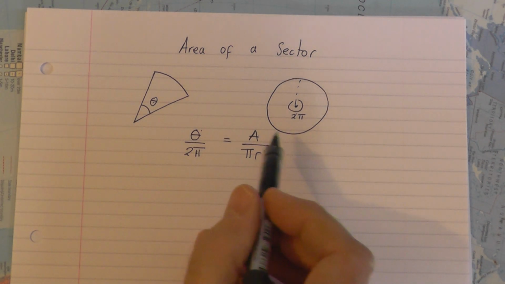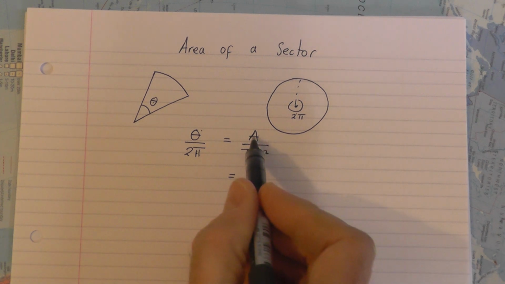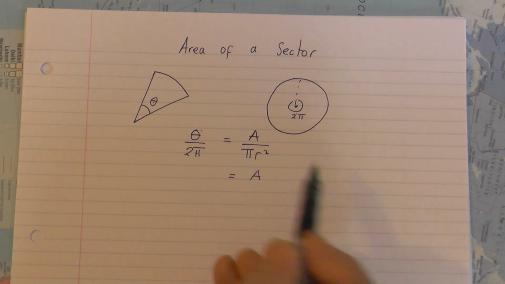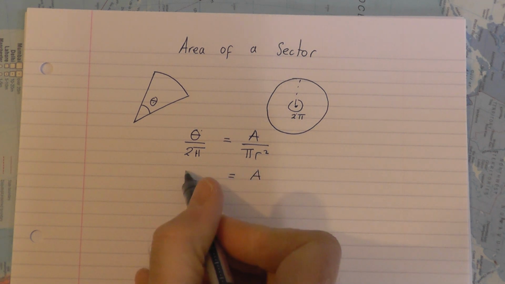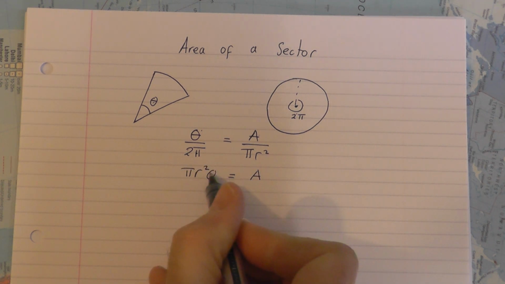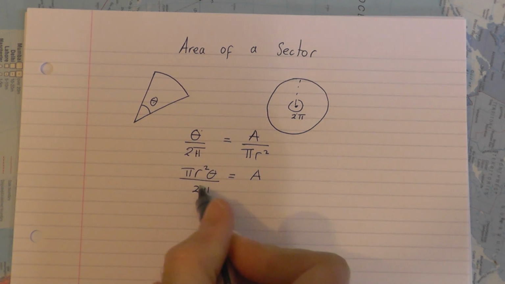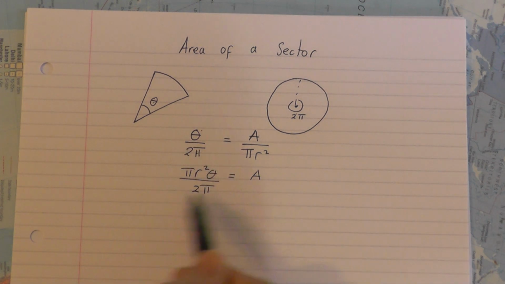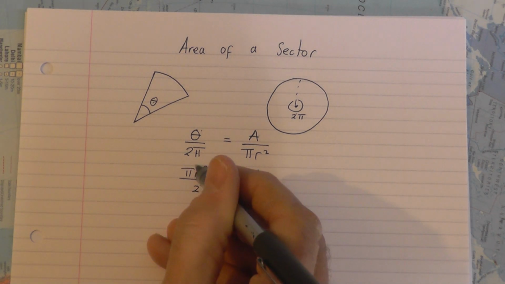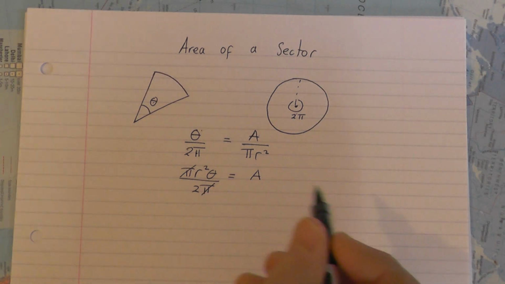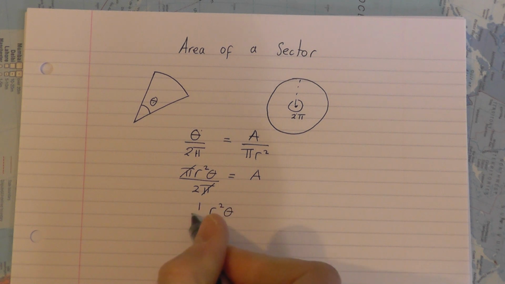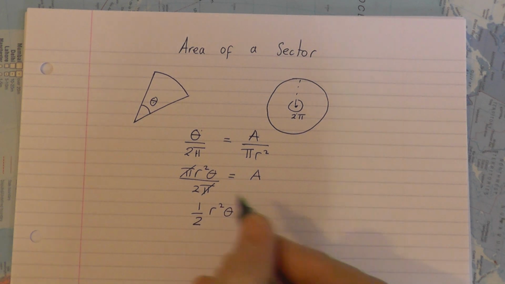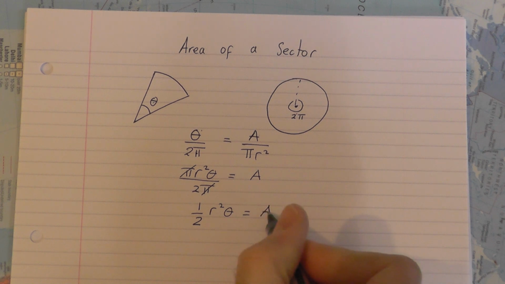So what does this mean? It means that with a bit of algebra manipulation, if I take the right hand side and multiply both sides by pi r squared, you just get A on the right, and you get pi r squared theta on the top over 2 pi on the bottom on the left hand side. This is a fraction. Fractions can cancel. You can get the pi's cancelling top and bottom. And you're left with simply r squared theta over 2, which we normally would see in a textbook written as a half r squared theta equals A.